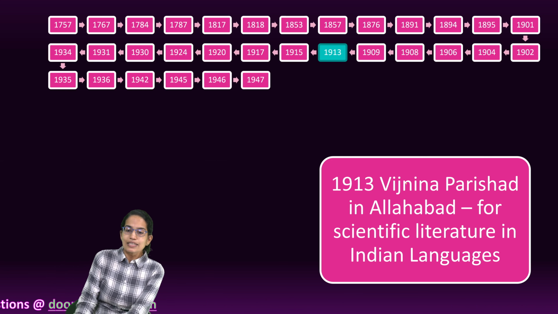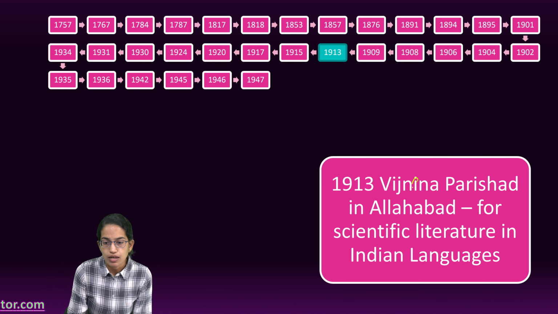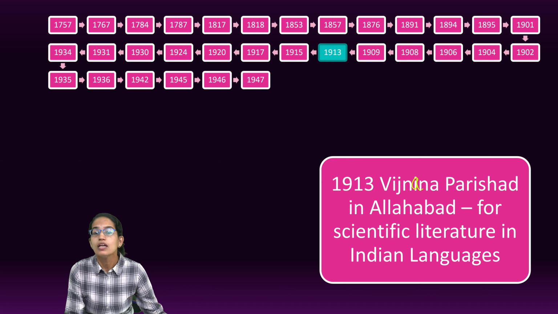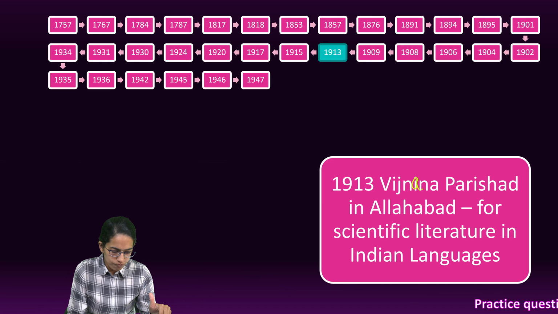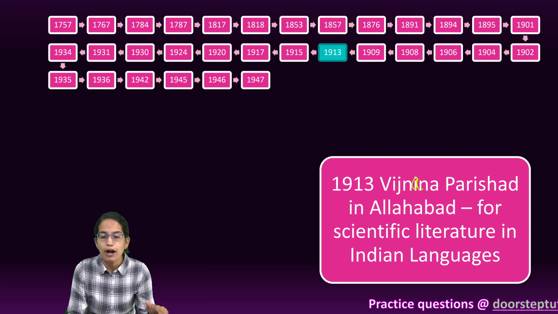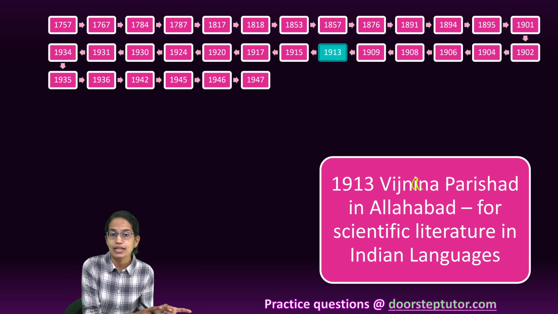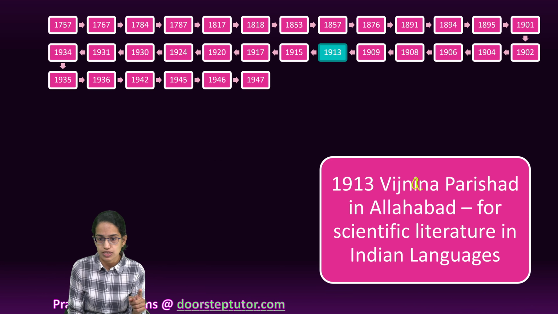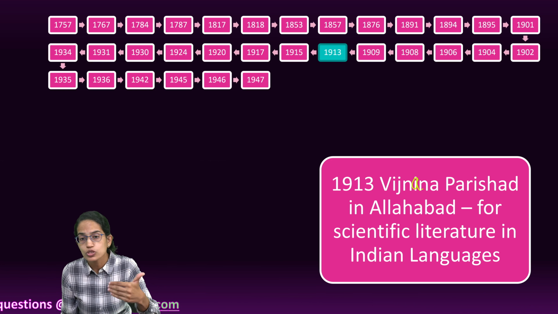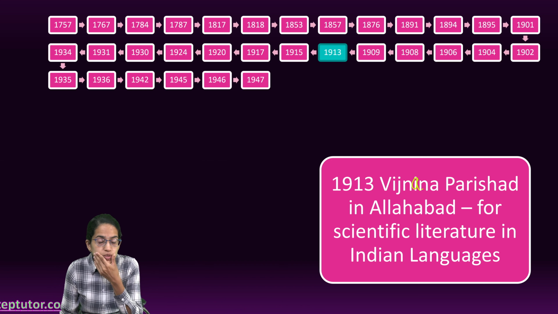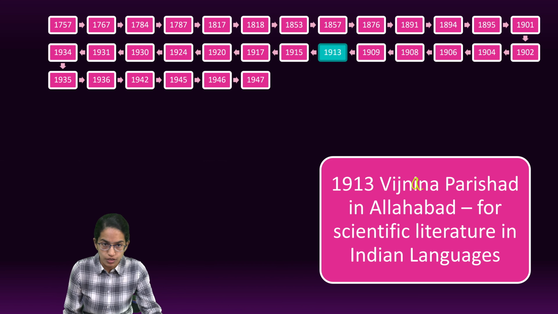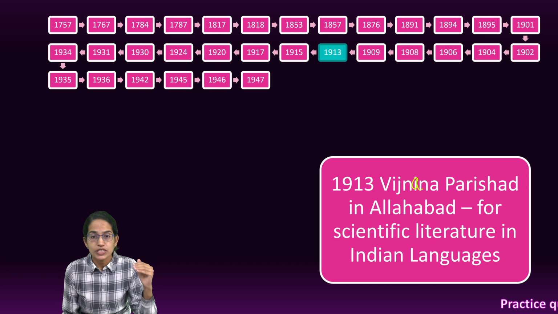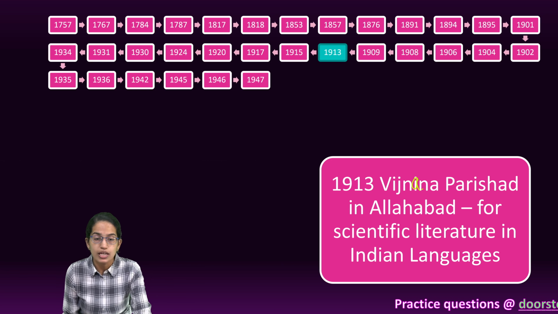In 1930, Vijnana Parishad was established in Allahabad. This Vijnana Parishad is one of the foundations which talked about converting scientific literature into Indian languages, Indian regional languages as well, so that more students could get acquainted with the scientific developments which are occurring globally. So the role of Vijnana Parishad or Vijnana Bharati has been very, very important.